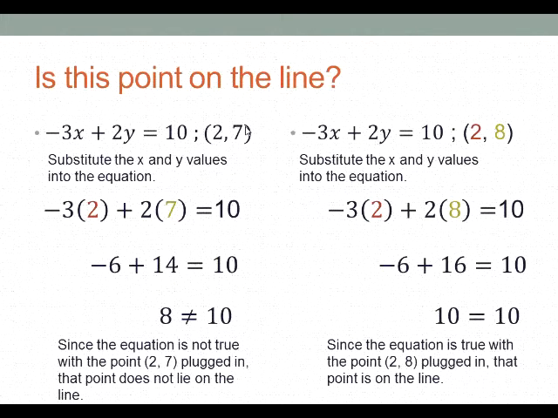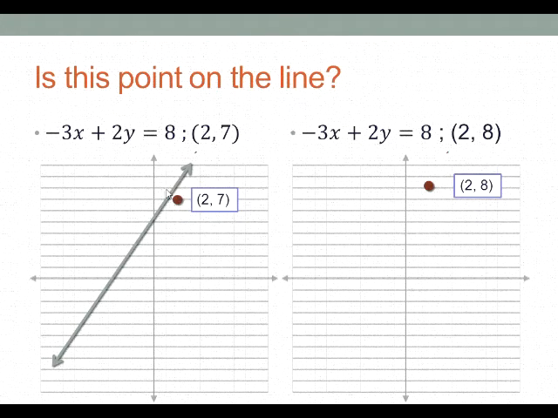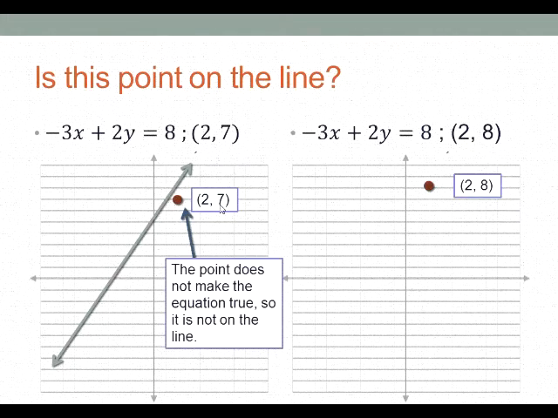2, 7 does not. Let's take a look at the graph and see what it looks like. Same exact question, same line, same points. So we'll start by plotting the first point, 2 comma 7. Over here we'll plot our 2 comma 8. You see they're at different positions. Let's take a look at what the line looks like. Look at that. The line missed the point. This point is clearly not going to be on there. The point does not make the equation true, so it's not on the line.